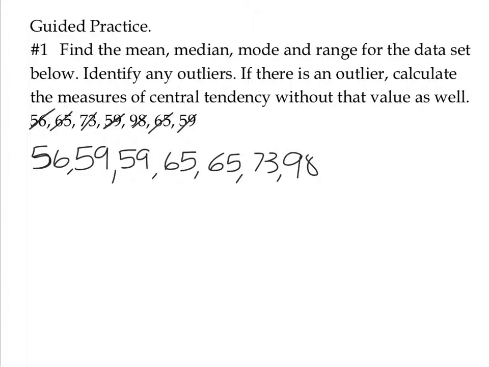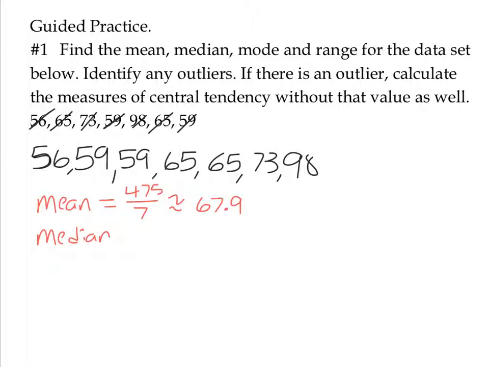Okay, so the mean would be adding all of these values together, which comes out to 475, and then dividing by there are 7 values. That comes out to about 67.9. Okay, mean.